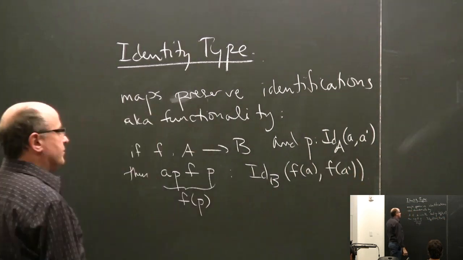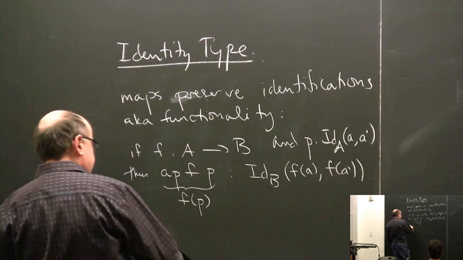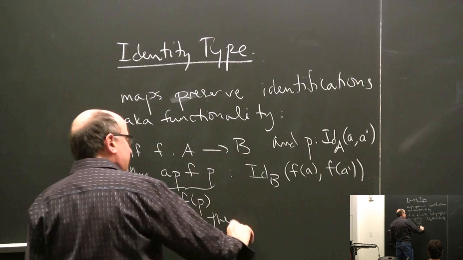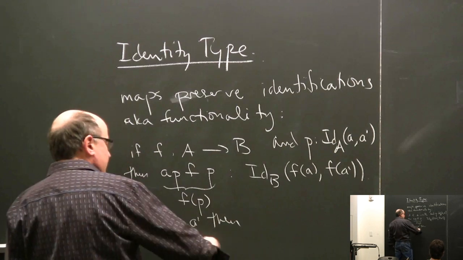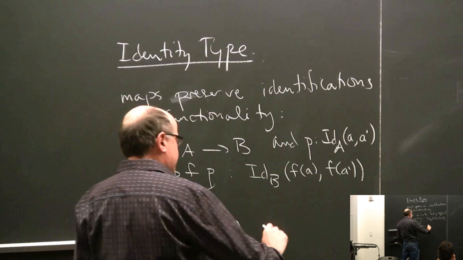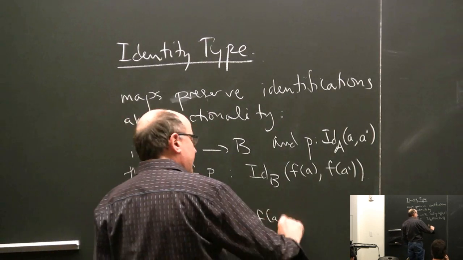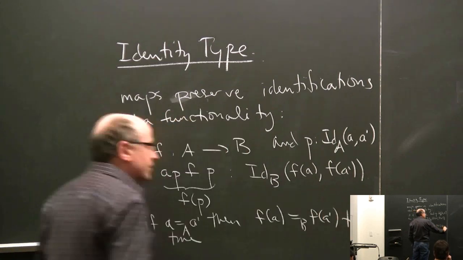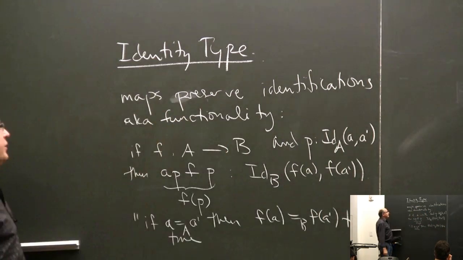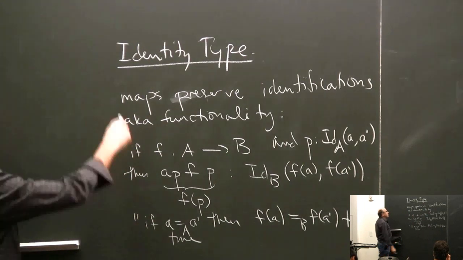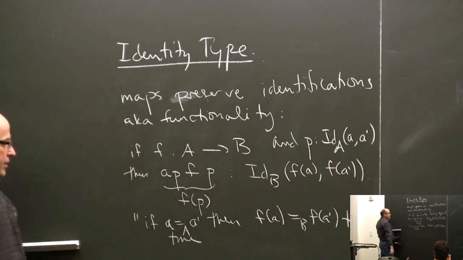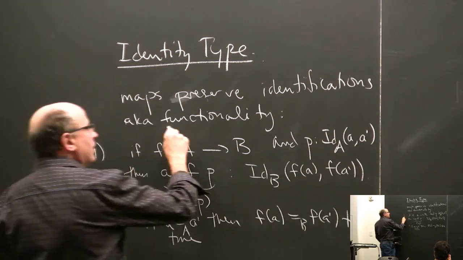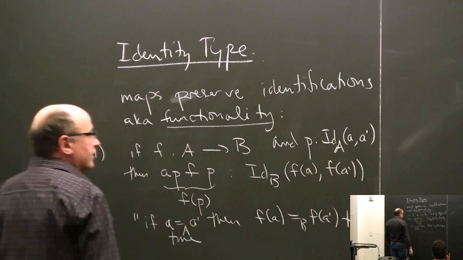So if you read it as a logical principle, it says the obvious thing: if a is equal to a prime, then, let's say true, to emphasize the logical principle, f of a equals in B f of a prime is true, which is certainly a condition you would expect of any notion of equality. So if this is supposed to be representing equality, then you would expect it to be true. So that was property number one, which I called functoriality.